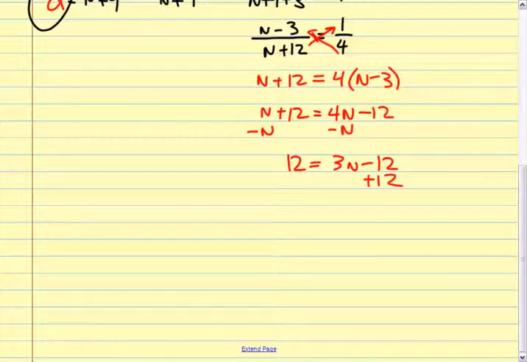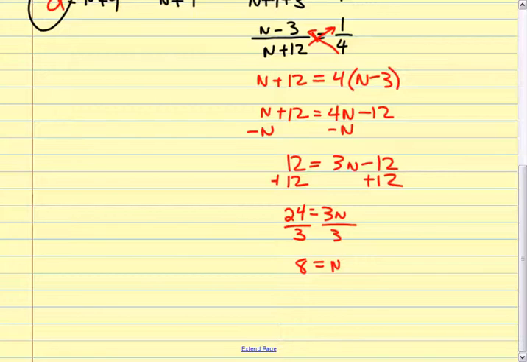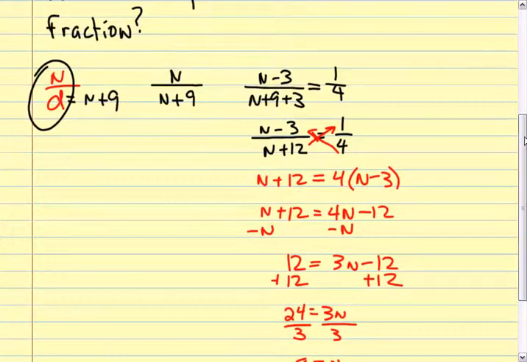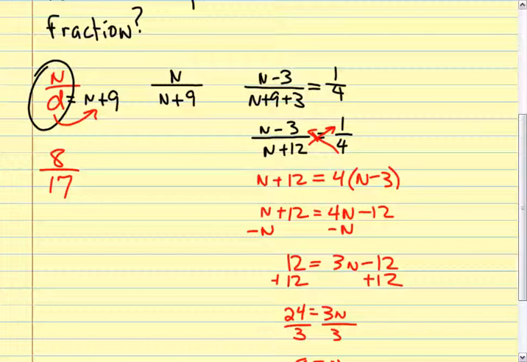Add 12 to both sides. And I'm going to get 24 is equal to 3n. Divide by 3. And I'm going to get n is equal to 8. All right? So now our numerator, we know the original over here, the numerator was 8. And they told us that the denominator is the numerator plus 9. So 8 plus 9 is 17.